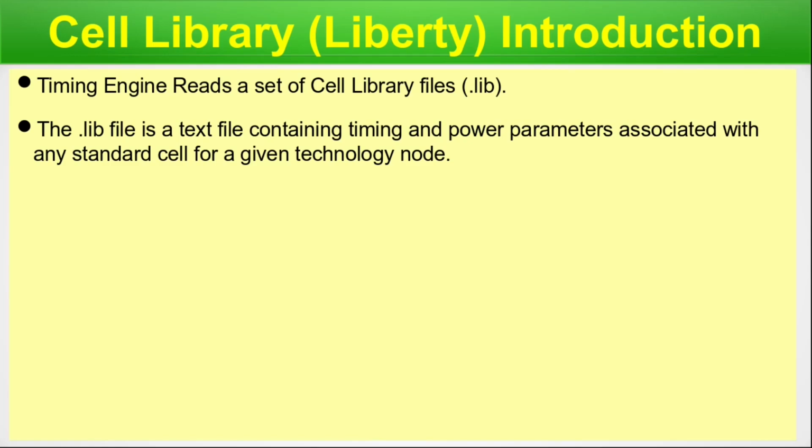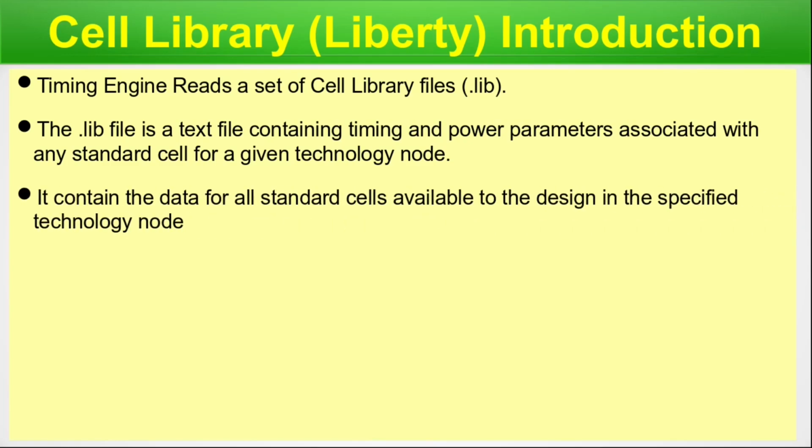Now the .lib file contains not only timing but it also contains the power parameters. That is one more thing you are getting to know here. And this .lib for a technology node will contain the exhaustive list of timing and power parameters for all the logic gates, sequential cells, etc. And there will be a couple of special cells also. Those special cells I have explained in the UPF video. You can go there and see. Also, I will put the link in the description.